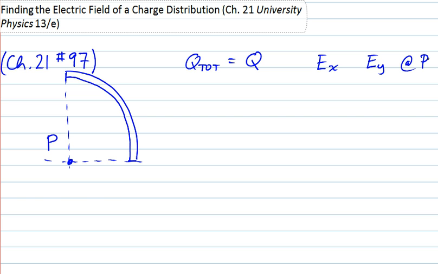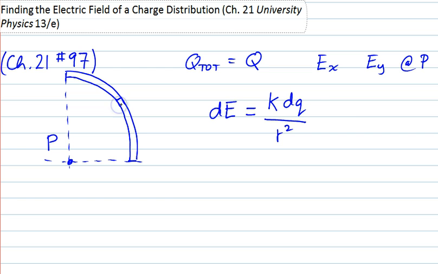In order to do this, we're going to need to break things up and find out how much electric field is contributed by a very small amount of charge, dq. The electric field from a point charge is kq over r squared. So we're just going to integrate this for all the chunks.